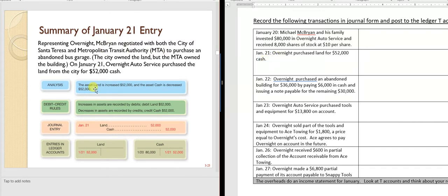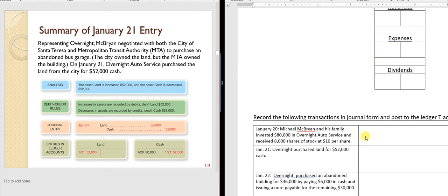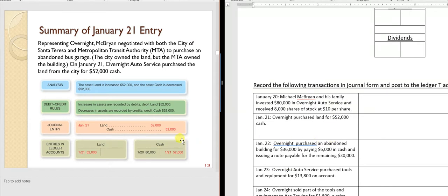Okay, so overnight, this is long, I just summarized it. Overnight, purchase land for $52,000. Ask yourself, what did we get? We got land, and land is an asset, so I debit assets. So hopefully you have this in front of you. If you don't, you're probably not practicing right, I'm just saying.